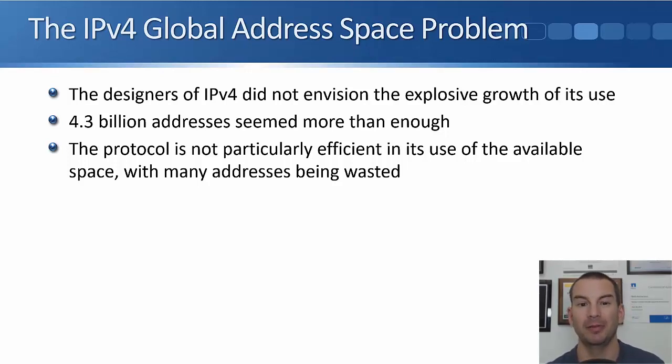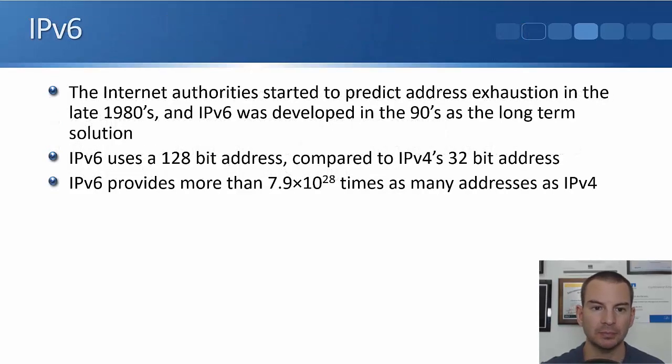Another problem is that the protocol is not efficient in the way that it allocates addresses. Again, because they thought that they had more than enough addresses, they didn't worry about wasting addresses. For example, the 127 address wastes an entire class A range just for loopback testing. Also, large address blocks were given out to organizations who were not using anywhere near as many as the actual addresses they were given. So the IPv4 address space is not big enough for how many addresses we actually need on the internet today.